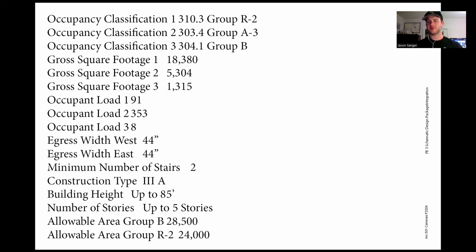So I determined 3 different occupancies within my building, which are shown here. The gross square footages of each of them, the occupant loads for each of them was then calculated using the California Building Code. And from that, I had to determine the minimum width of each egress stair. That was determined to be 44 inches. Then the minimum number of egress stairs from each unit is 2. And I have 3 total stairs in my building.